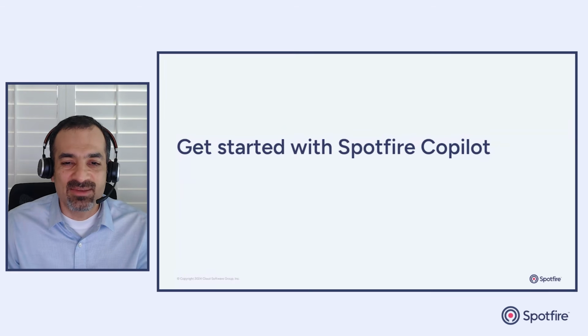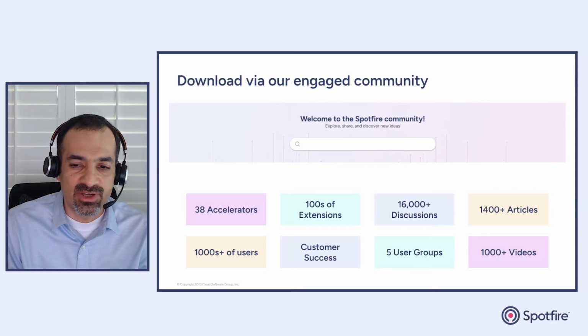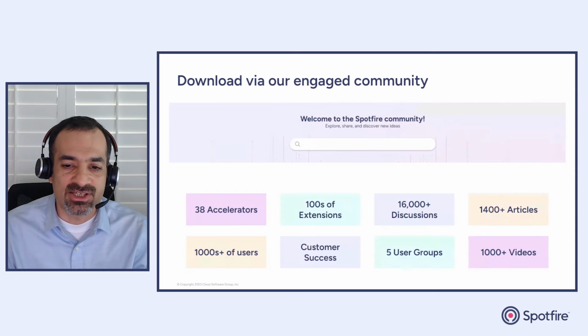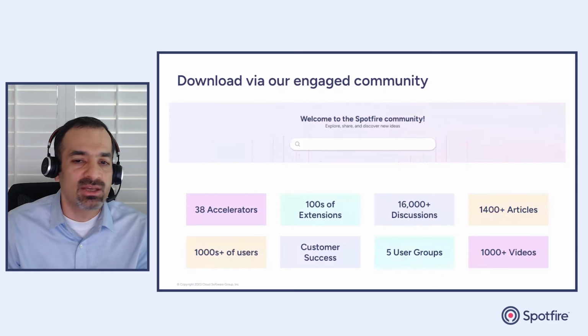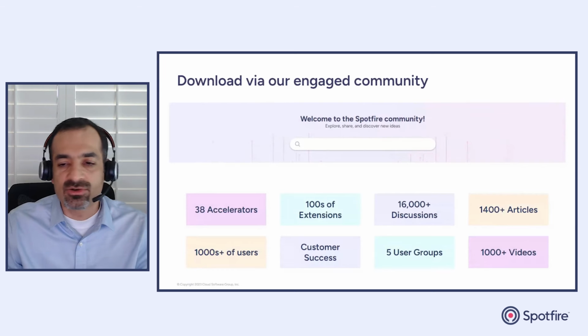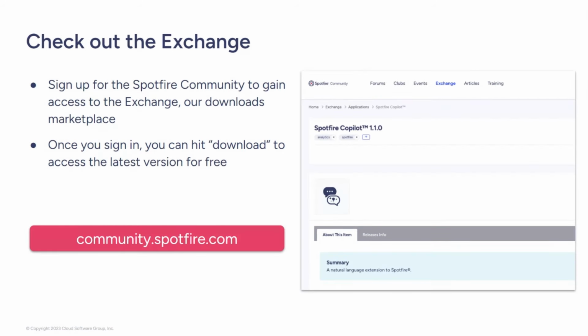If you haven't already, please go ahead and start with Spotfire Copilot. You can download it for free as long as you have a Spotfire license and you have access to any large language model. You can go to our community, which, by the way, includes many other assets, including accelerators, demos, articles. You can ask questions, forums, all of that. One rich segment of it is what we call Exchange. And that's where Spotfire Copilot, the most recent version, is available for you to download.